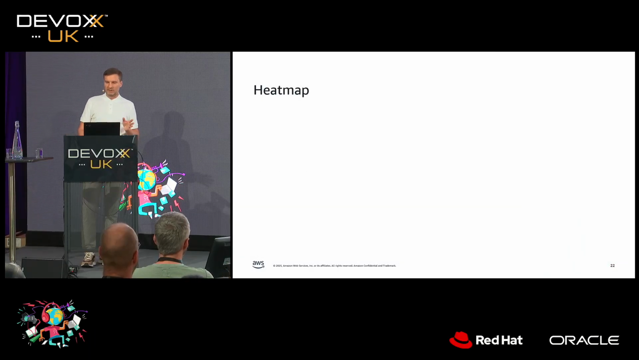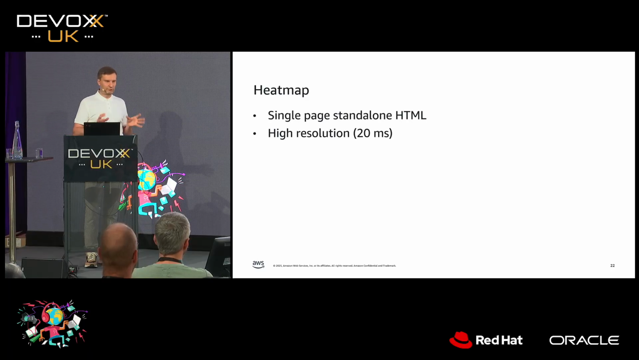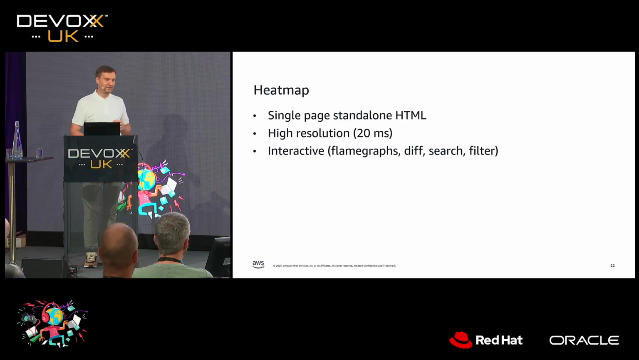So to recap, the heatmap converter provides us with a single-page standalone HTML file. It doesn't require any server or anything. You just take a single file, you can send it over email, share in tickets, etc. The resolution of the data can be as high as 20 milliseconds. And it's interactive. You can build instant flame graphs, build differential flame graphs, search and filter.